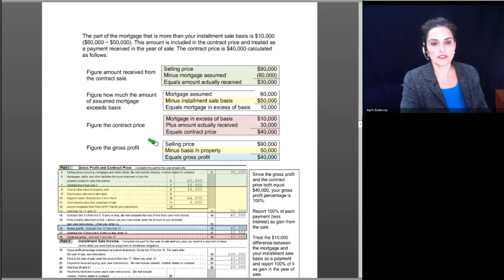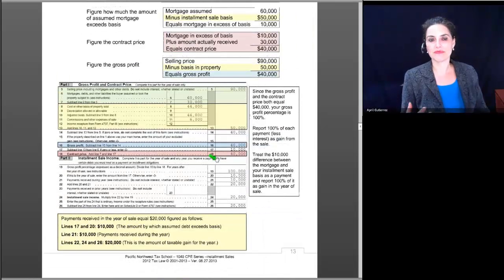We then figure the profit. To figure the profit, we take the selling price, we subtract out the basis in the property, and when we get to that, we end up with a gross profit of 40. Well, the contract price and the profit are both the same number. And whichever way you try to arrange the numbers, it's essentially designed in this formula to always give you a gross profit ratio of 100%, which means 100% of each payment you receive is taxable. And to the extent that the debt assumed exceeds your basis, you also have taxable income even though a payment wasn't received. So let's look at how all of these numbers fill out on the form.